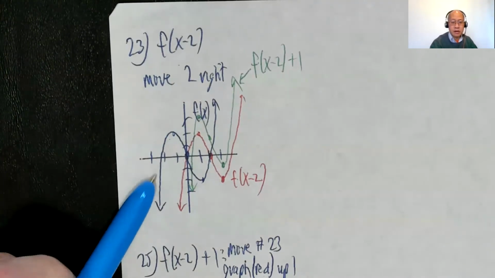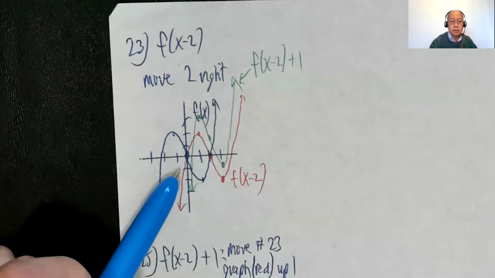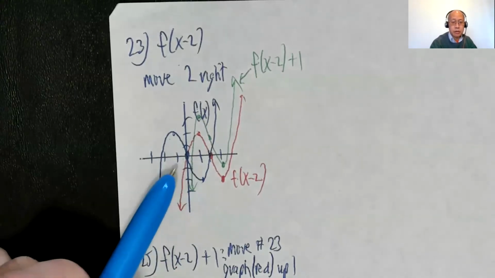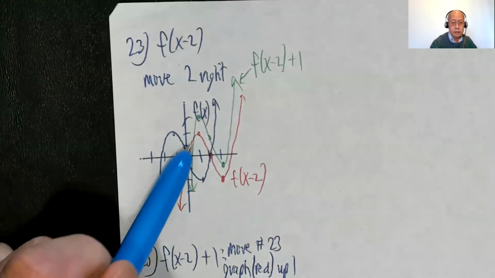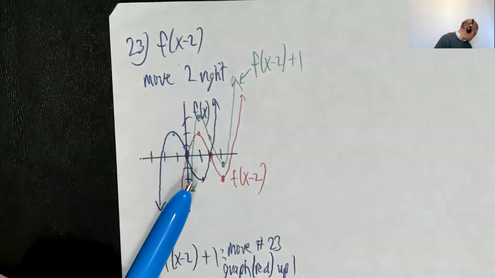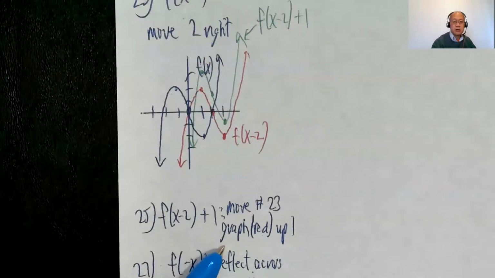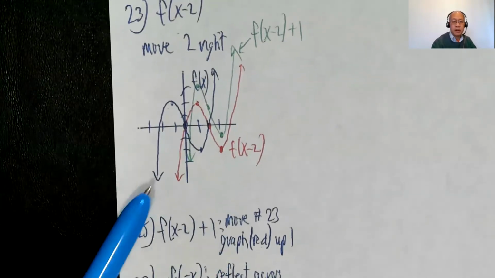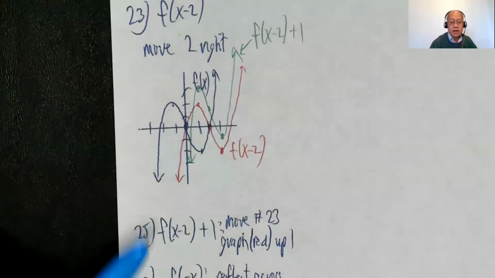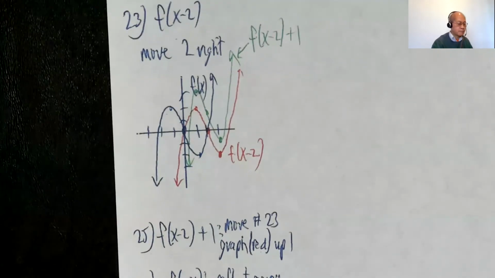Okay, the picture's kind of cluttered here, but the blue is the original f of x. Then the red is f of x minus 2. So I pick up the blue, move it 2 to the right. And then plus 1 means move the whole thing up 1. For 25, for instance, move the graph number 23 up 1. So the answer to 23 is the red graph, and the answer to 25 is the green graph. Just move the whole thing up 1.